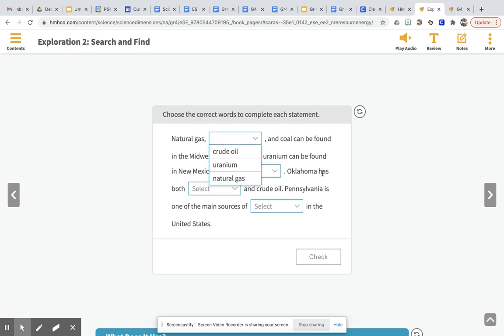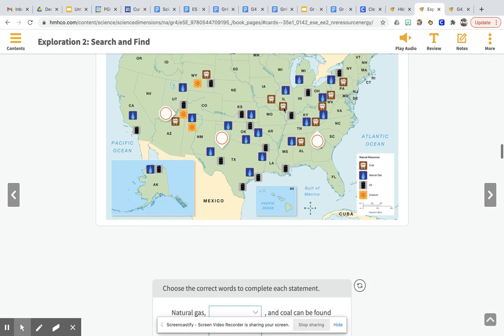Natural gas, blank, and coal can be found in the Midwest. Is it crude oil, uranium, or natural gas? Well, let's use our process of elimination. Which one do we know it's not? That's right. We know it's not natural gas because it already says natural gas right here. And so now we can eliminate choices and we're either looking at crude oil or uranium. So which of these, crude oil or uranium, can be found in the Midwest? Look at your PDF if you need to. Remember, we can always refer back to our picture.